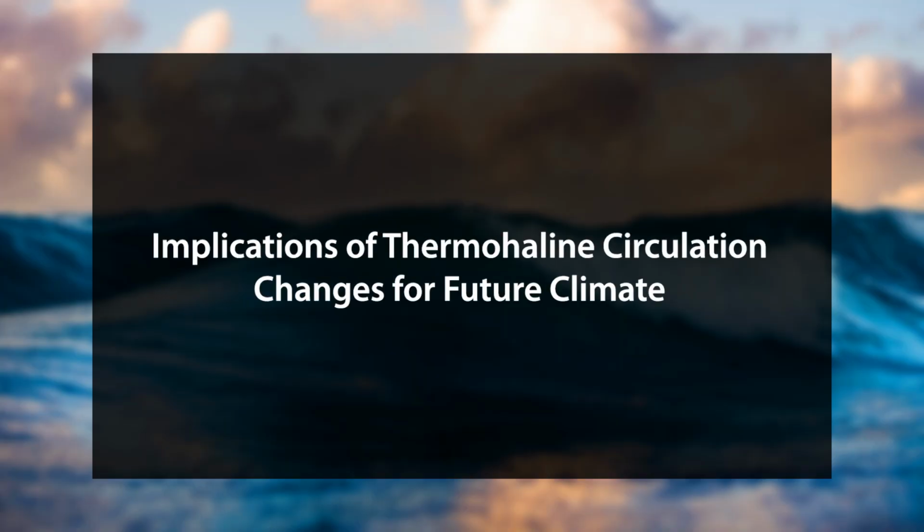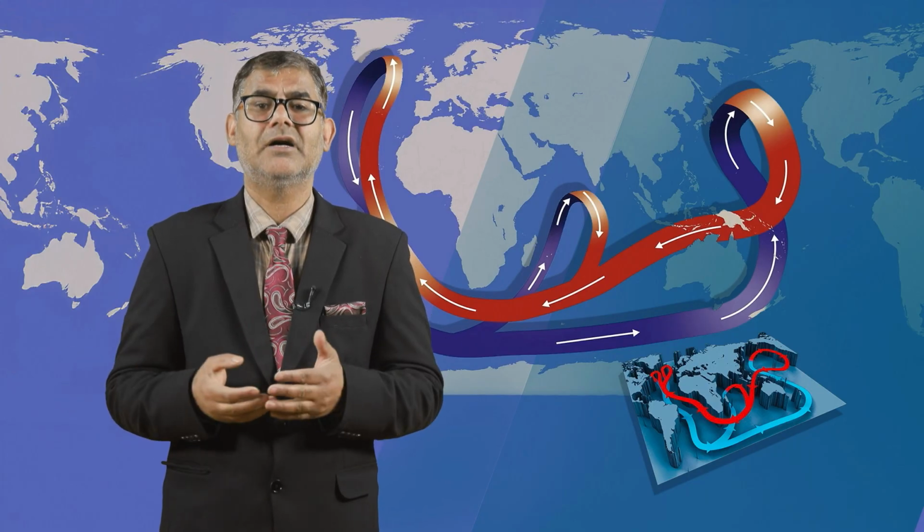Implications of thermohaline circulation changes for future climate. Changes in thermohaline circulation can have wide-ranging effects on the Earth's future climate at both regional and global scale. This circulation system helps move heat from the equator to the poles, so any change in its strength can disturb the normal balance of heat on the planet.